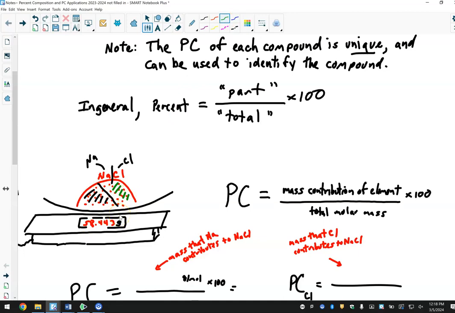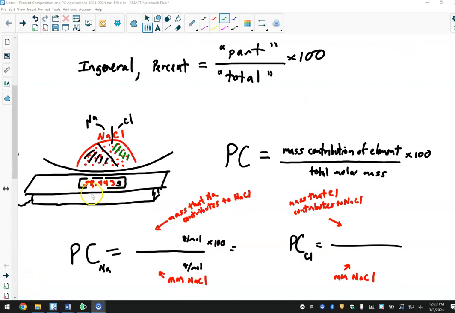And what percent composition tries to answer is, well, what's that percent? All right? What percent of any sample? Now, we're going to use a mole size sample in this case, but any sample. If I had 200 grams of NaCl, how many of that 200 grams would be because of the sodium that was in there? And how many of that 200 grams would be because of the chlorine that's in the sodium chloride? Got it?